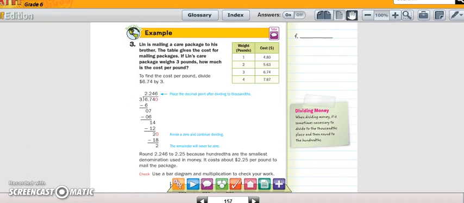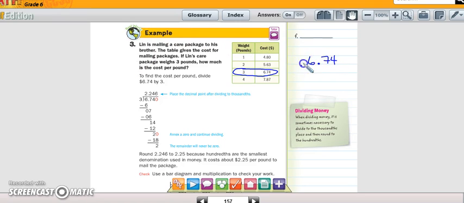Lynn is mailing a care package to his brother. The table gives the cost for mailing packages. If Lynn's care package weighs 3 pounds, how much is the cost per pound? So we're looking at the 3-pound one. So I need to divide it by 3 to figure out the cost for 1 pound.